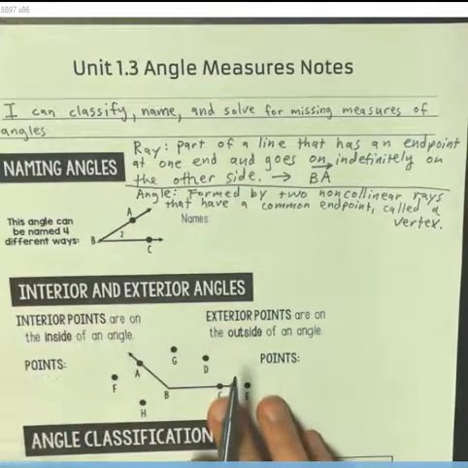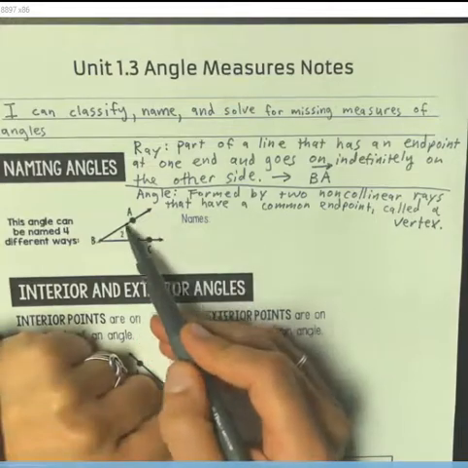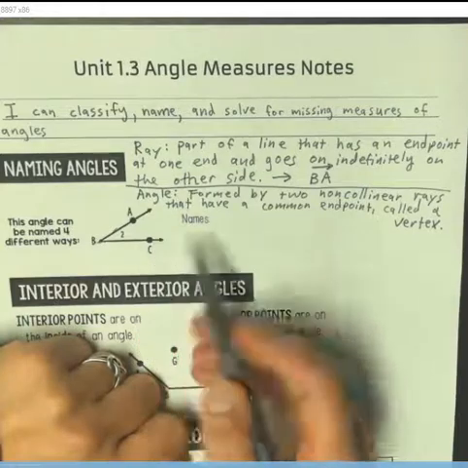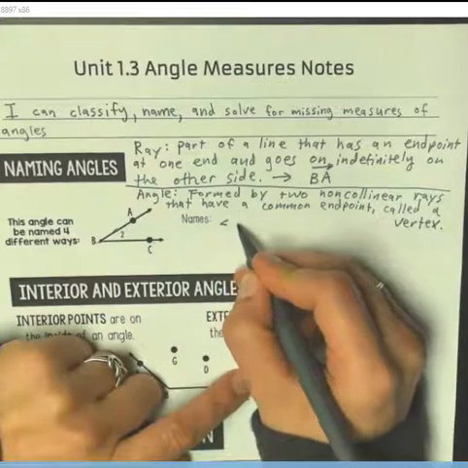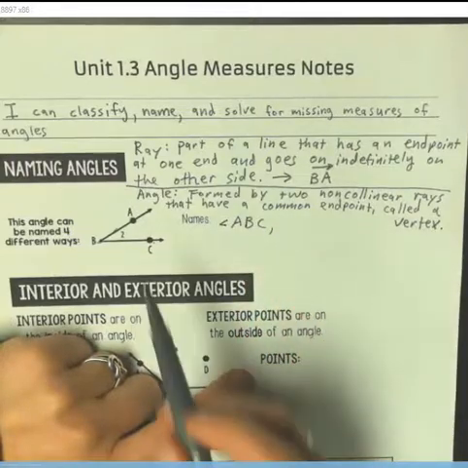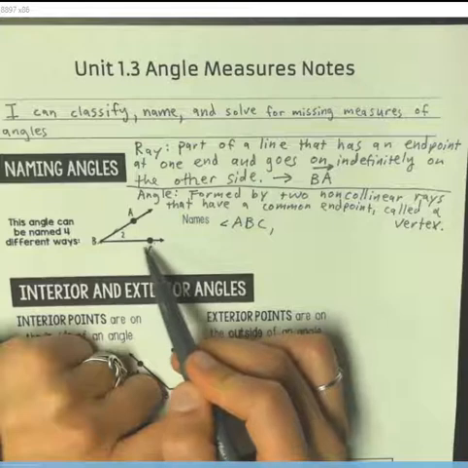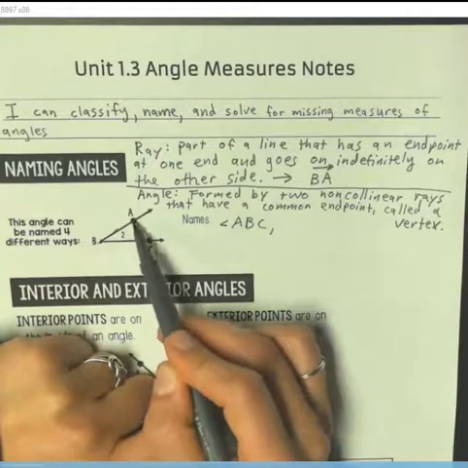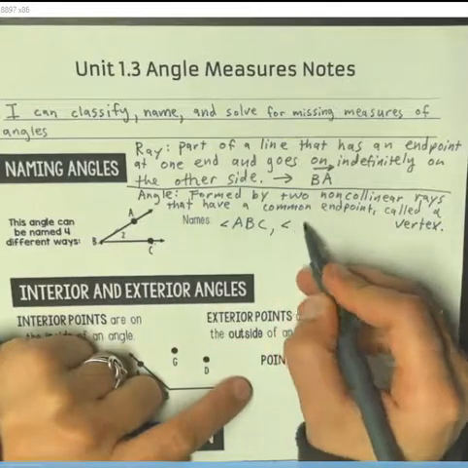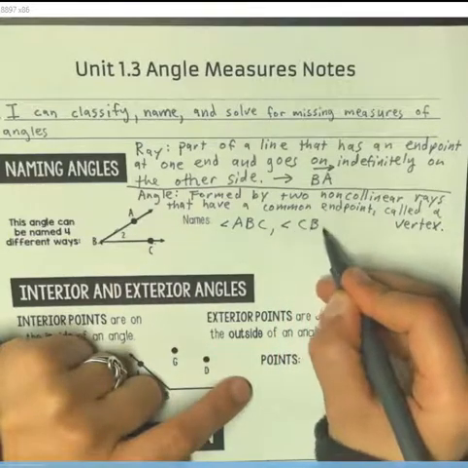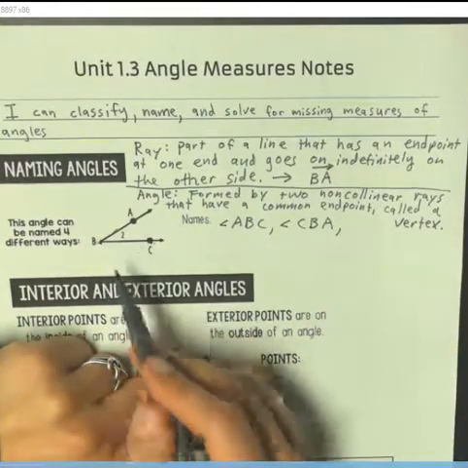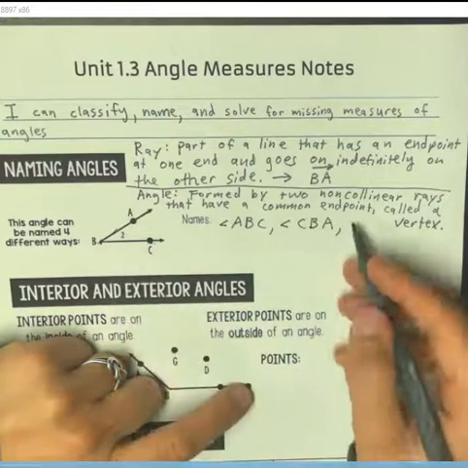Okay, how do we name angles? Well, this angle right here has 4 different names. It's an angle ABC, and we would write that like this, angle ABC. We can also name it angle CBA. Just follow this, CBA. You write angle and then CBA. And then we can also name it by its vertex. So it would just be angle B.